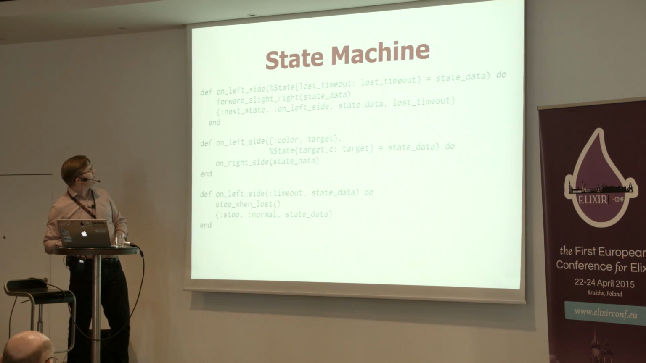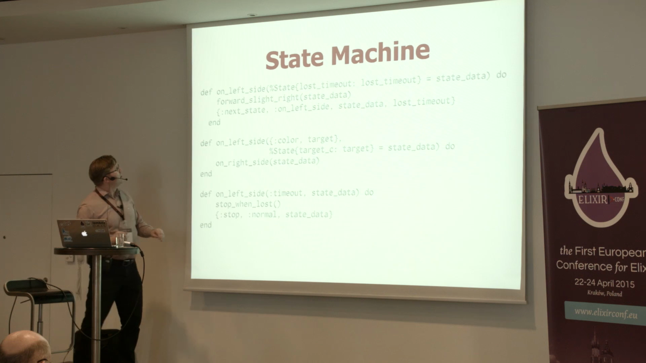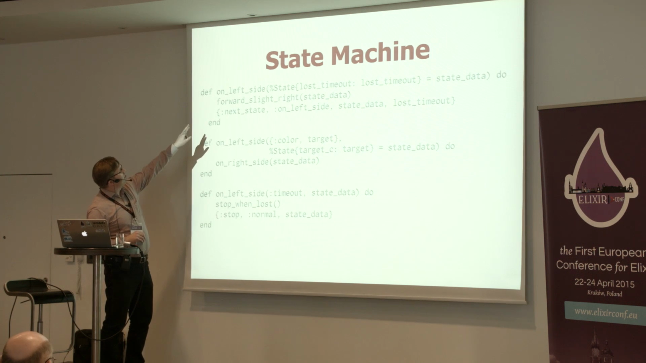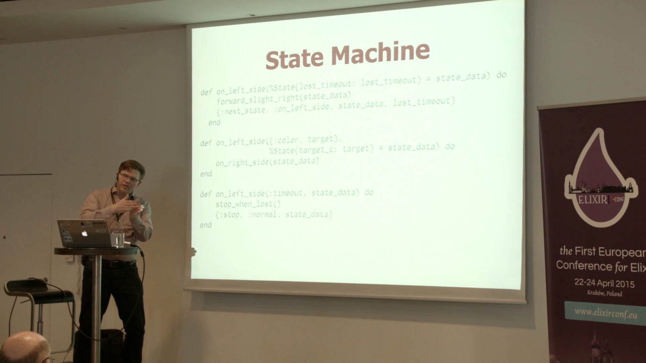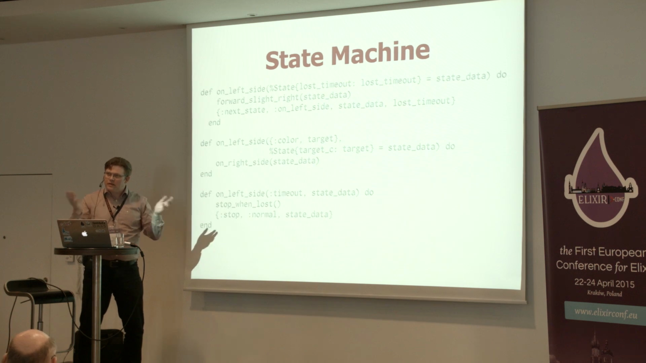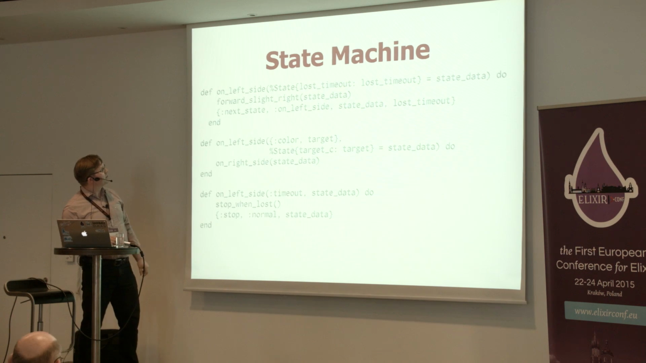Here we have the state machine. And first here is the initial function going into the left side. So when you're on the left side of the line, you need to turn slightly right. So of course we have a little function that's called forward slightly right. This is what functional programming would do for you, and also same programming things.